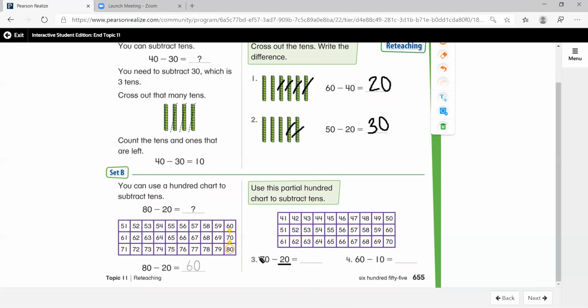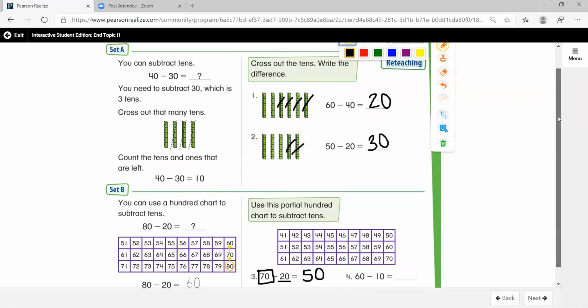So first, we find our first number, which is 70. I'm going to circle it here on our hundreds chart. We want to move 2 groups of 10. So I'm going to move up 2 boxes. 1, 2. So our answer for 70 minus 20 is 50. Check your answer. Did you get 50 also? Good job. Going to erase so we can reuse our hundreds chart for number 4.